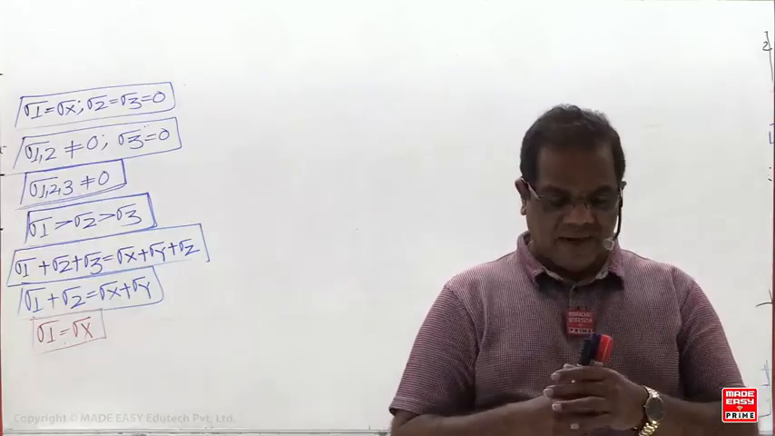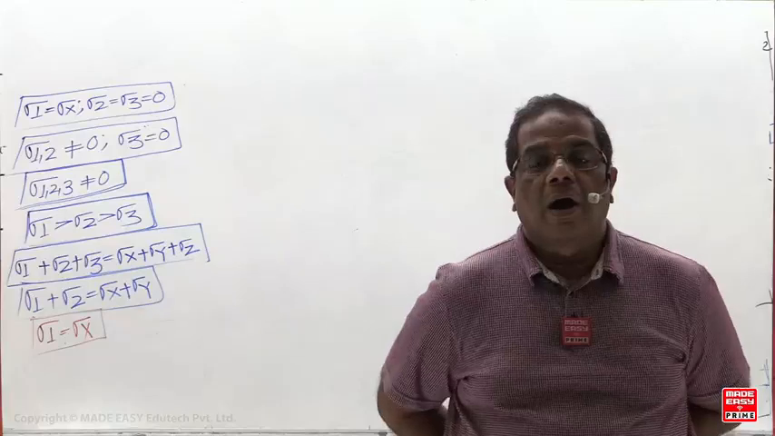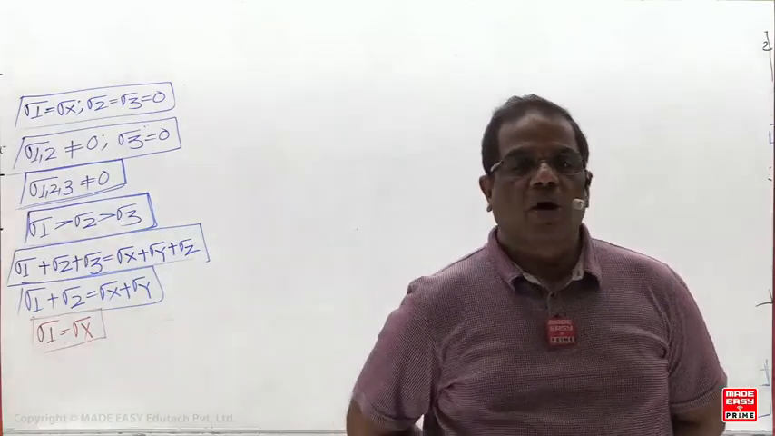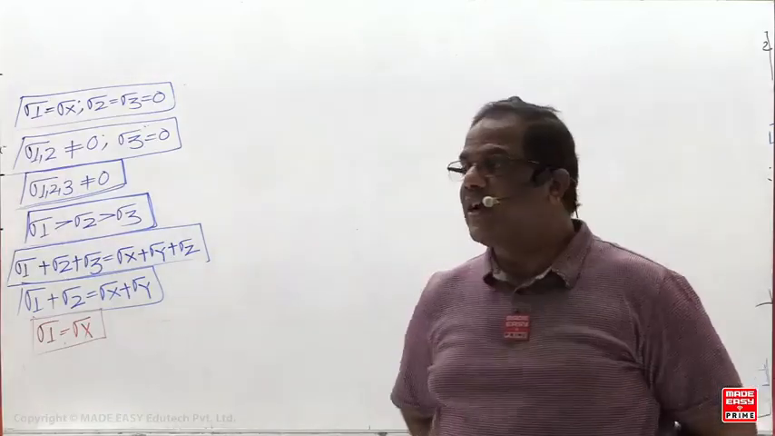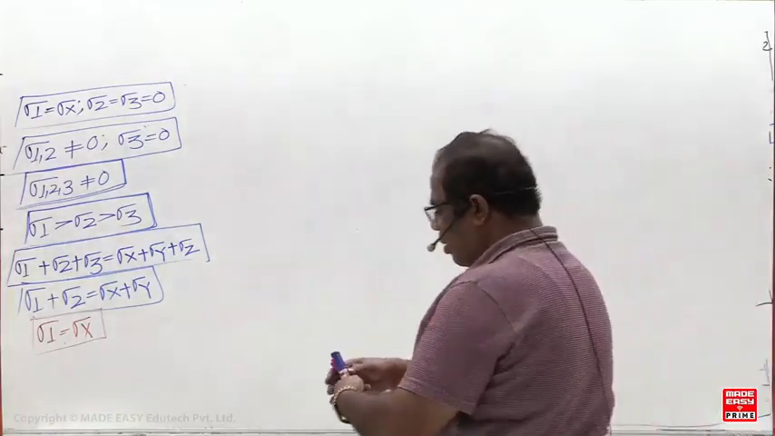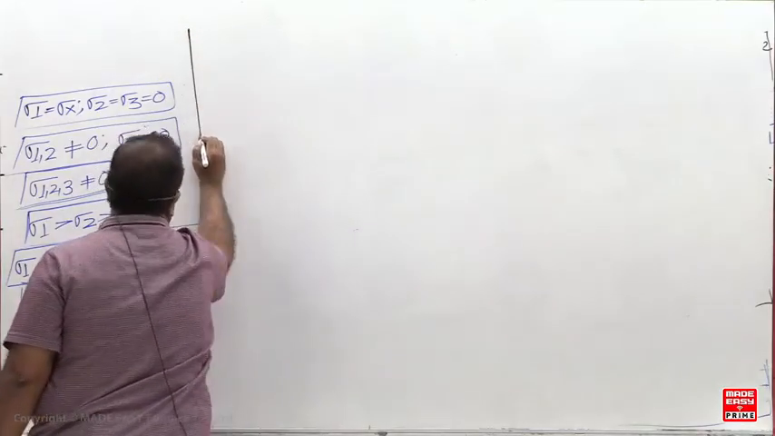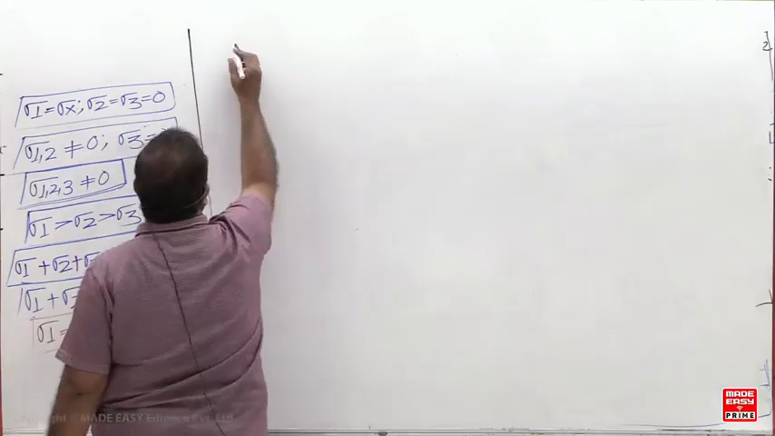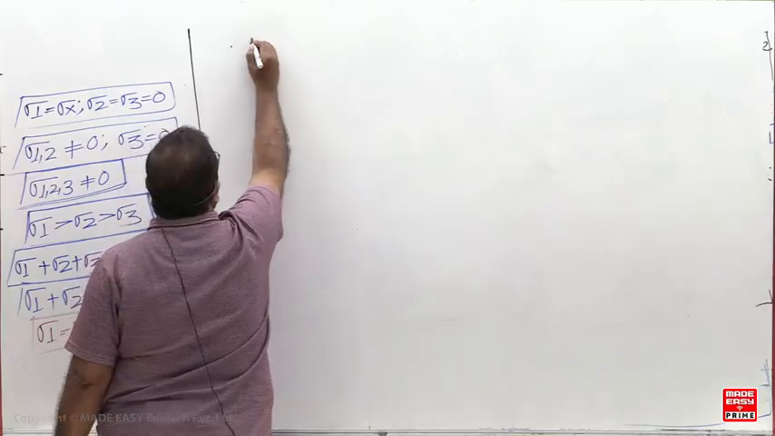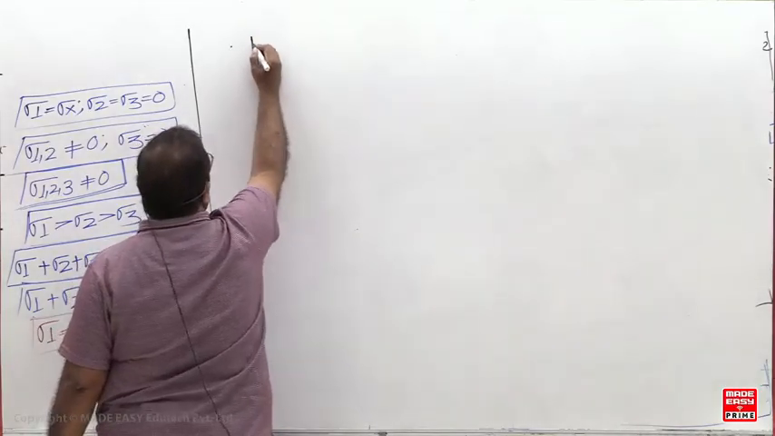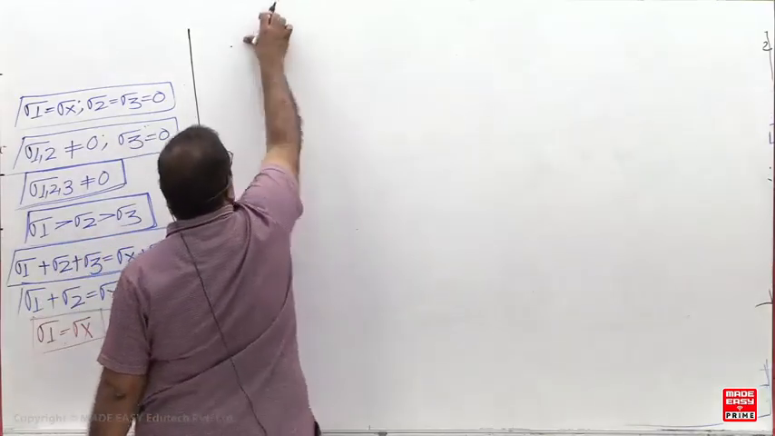Next: principal planes and tau max planes are always inclined at 45 degrees to each other. You can show it like this.